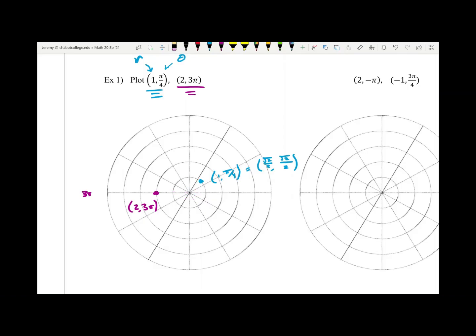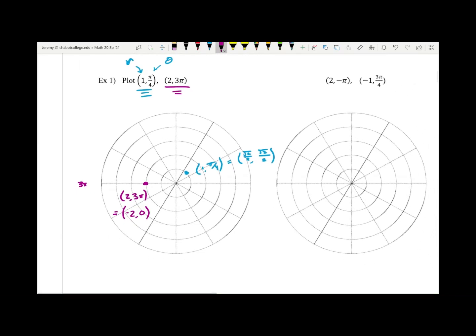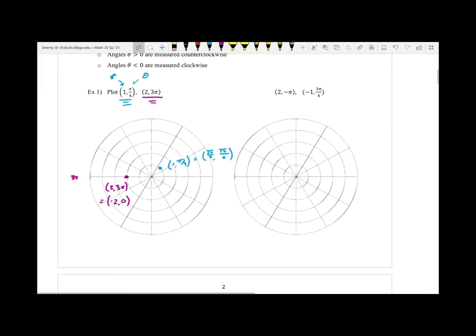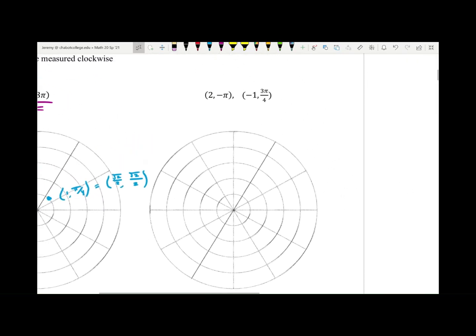All right, and you could probably tell that, in rectangular coordinates, this would be the ordered pair (-2, 0), right? Because it lies on the negative x-axis, if we're thinking in terms of rectangular coordinates. Okay, so there are those 2 points. Let's try a couple more.